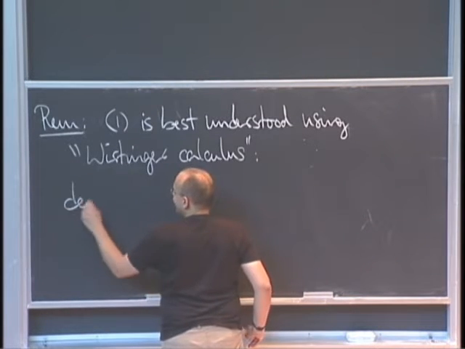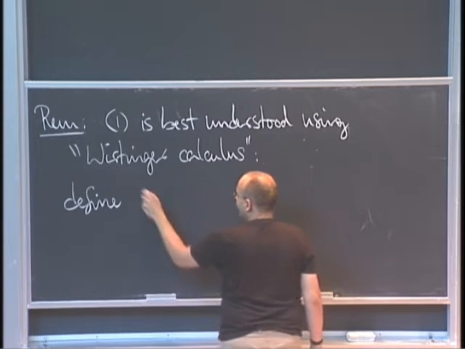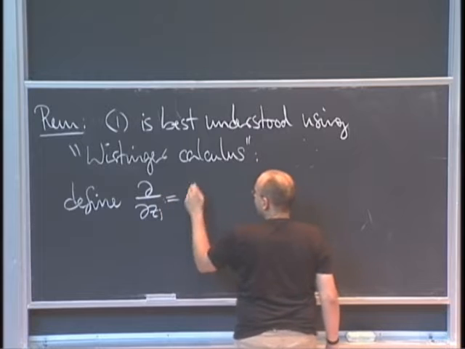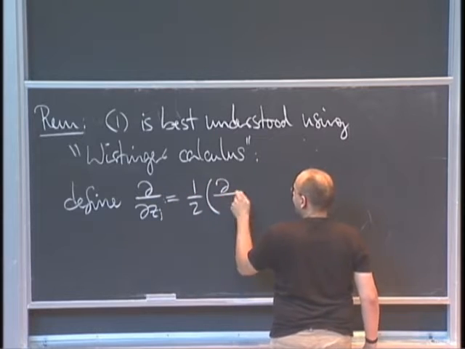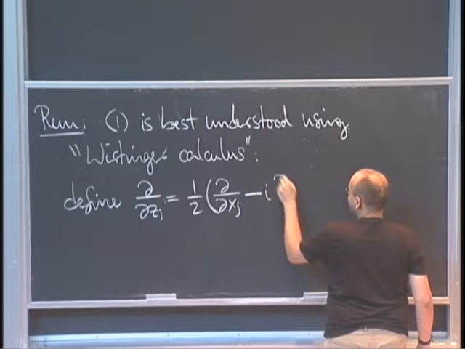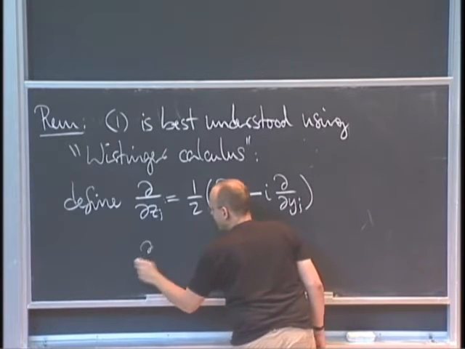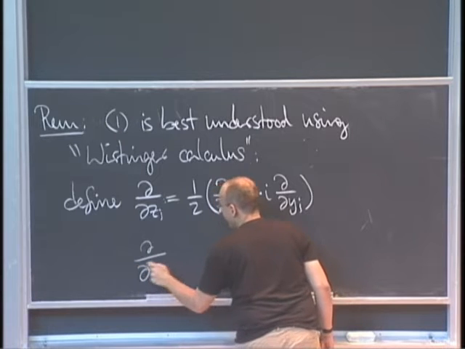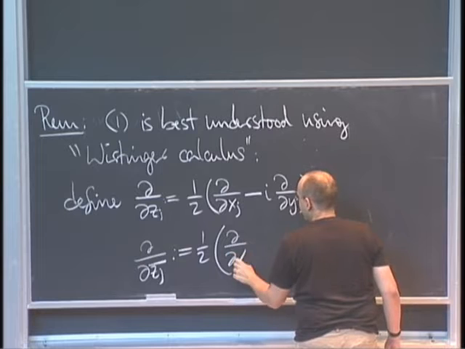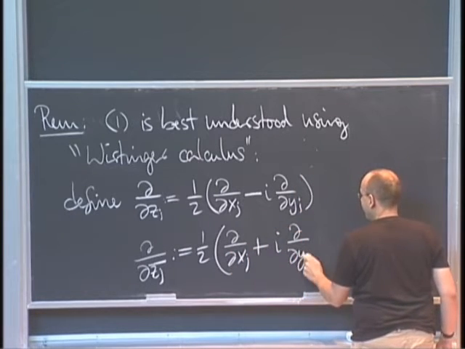So you define these Wirtinger operators, d by dzj. So this is 1/2 (d/dxj minus i d/dyj). And d by dzj bar. So this is 1/2 (d/dxj plus i times d by dyj).